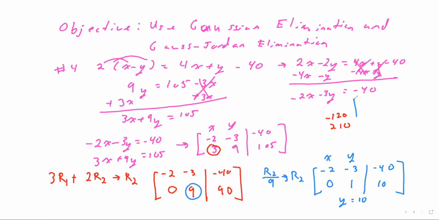So I'm going to come up here on my side work I got going on. So that'd be -2x minus 3 times 10, because that's what my y would be, equals -40. And so that gives me -2x minus 30 equals -40. And then I'm going to add 30 over. So that gives me -2x equals -10. Then divide by -2. So x equals 5. So our answer here would be 5, 10. And so that's how you can use matrices to help you solve it.